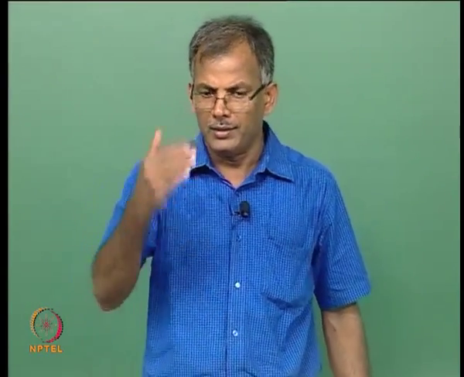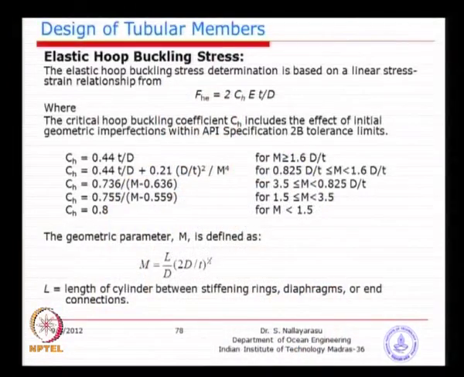So, yesterday we were looking at the elastic buckling stress for a tubular cylinder subjected to hydrostatic pressure. The geometric parameter is defined as the ratio of length to diameter multiplied by the square root of 2D by t, which gives you an indication of how the relative size of the member with respect to the length is going to affect the hydrostatic pressure and associated local buckling. Now, this FHE is in the elastic stage, which could potentially be larger.